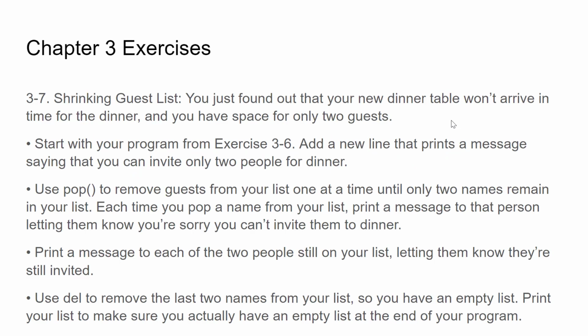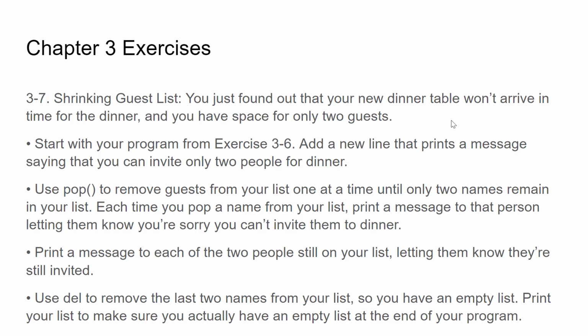3.7 Shrinking Guest List. You just found out that your new dinner table won't arrive in time for the dinner and you have space for only 2 guests. Start with your program from exercise 3.6. Add a new line that prints a message saying you can invite only 2 people for dinner. Use the pop method to remove guests from your list one at a time until only 2 names remain in your list. Each time you pop a name from your list, print a message to that person letting them know you're sorry you can't invite them to dinner.